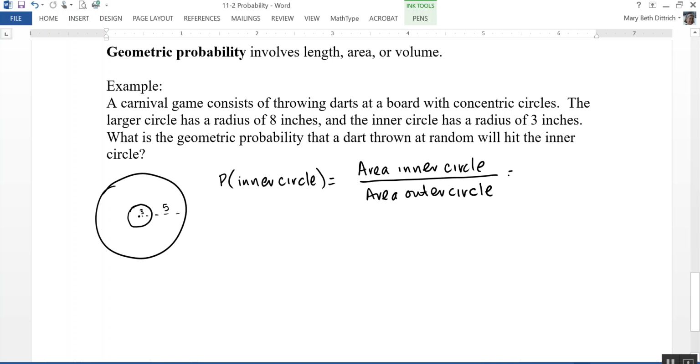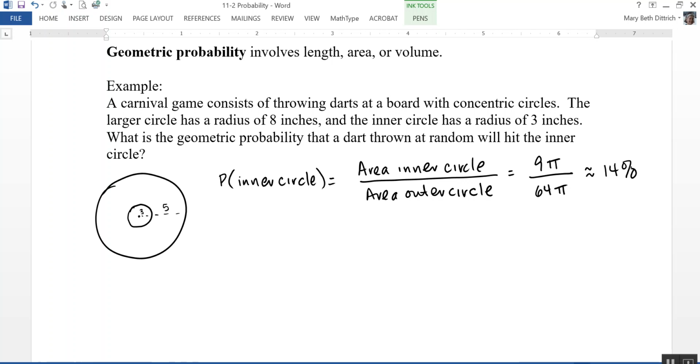So the area of the inner circle is pi r squared. The radius is 3, 3 squared is 9, so the area of the inner circle is 9 pi. Area of the outer circle, pi r squared, the radius r is 8, 8 squared is 64, so 64 pi. If you want to make it simpler when putting it into your calculator, you can cancel the pi's. 9 divided by 64 is approximately 14%. So the probability that a dart thrown at random will land inside the inner circle is 14%.